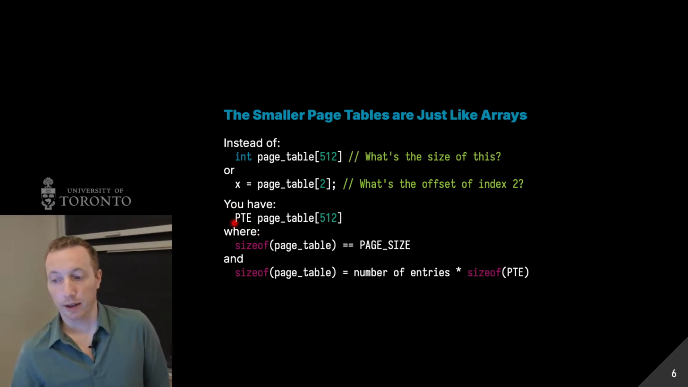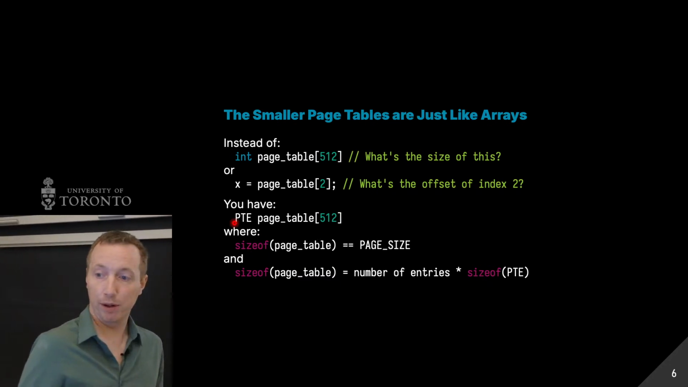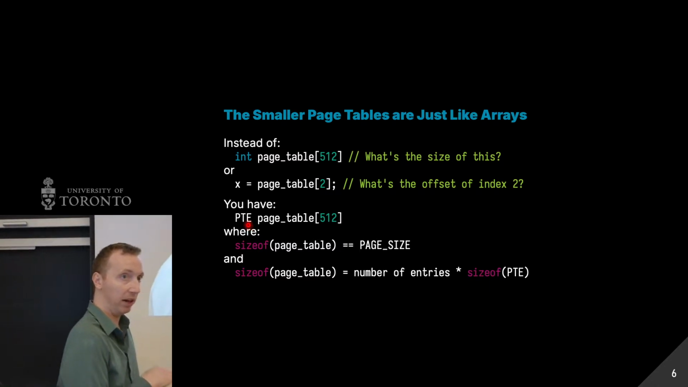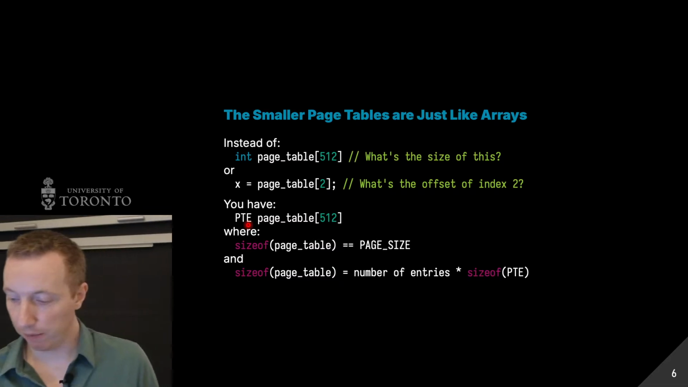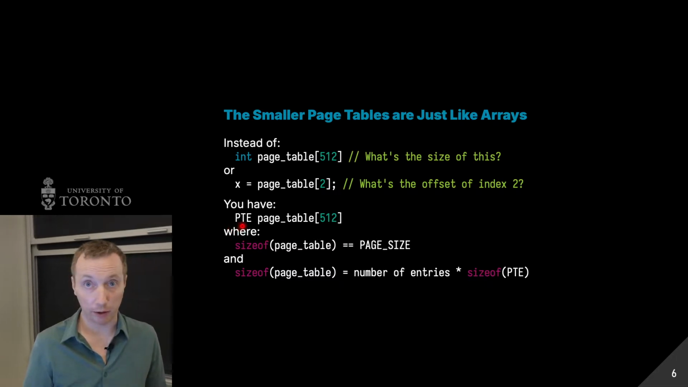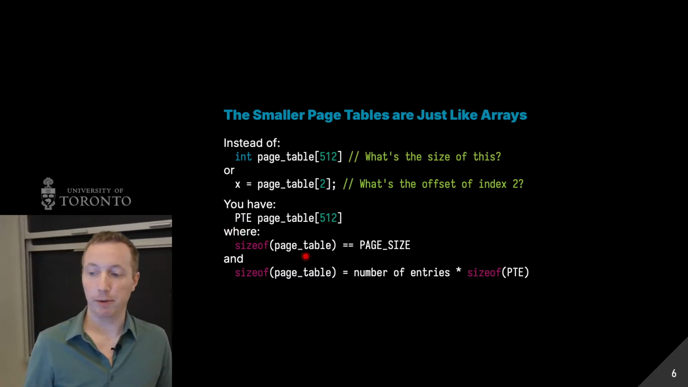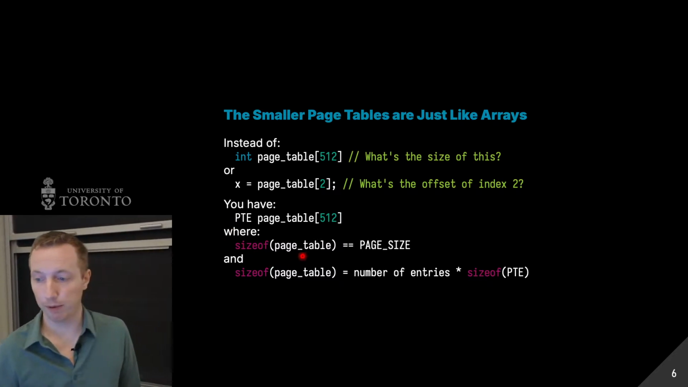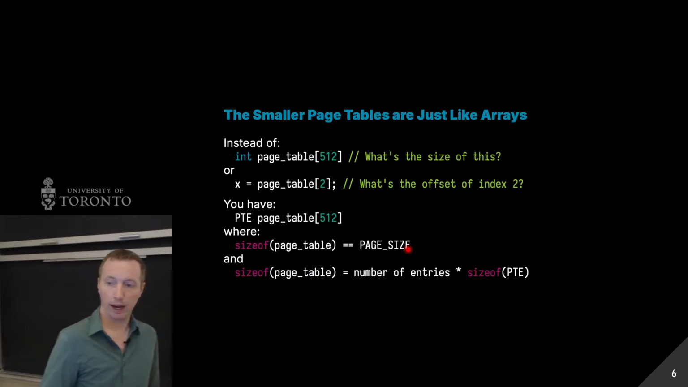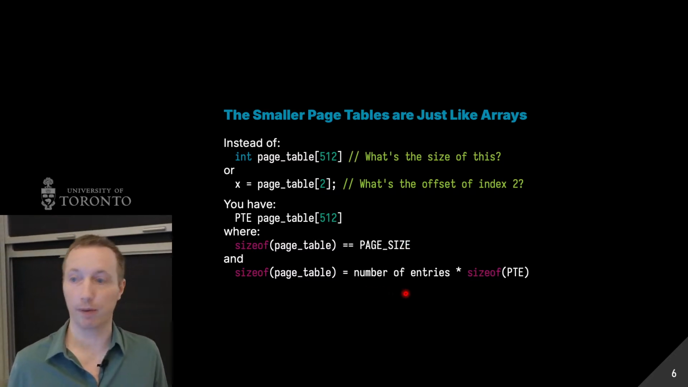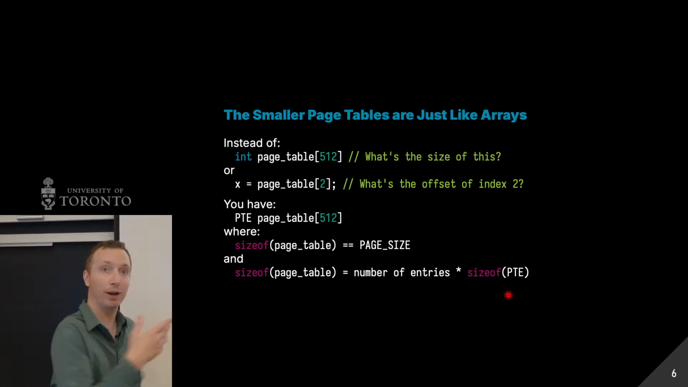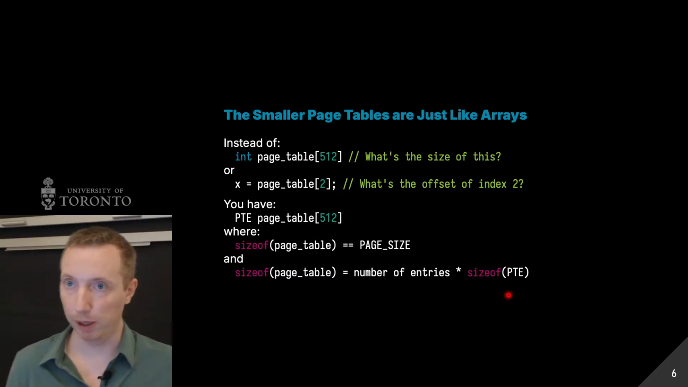So you can think of a page table as just an array of page table entries, no different than any other array you've seen in your life. If we have a page table with 512 entries in it, it's like an array of page table entries. For this scheme where each page table fits on a page, the size of the page table better be equal to the size of the page. And the size of the page table is simply the number of entries times the size of the page table entry. Those two equations should always be true if we have multi-level page tables.